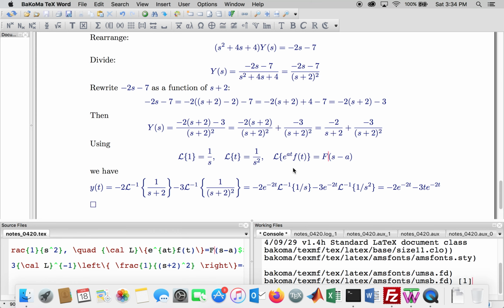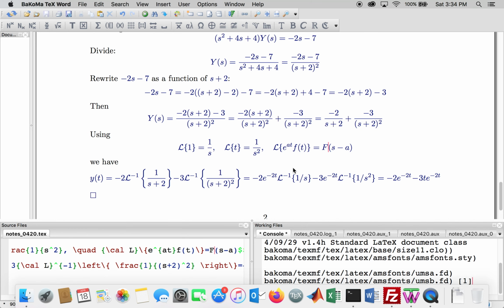Okay, so now we'll move to our third example.